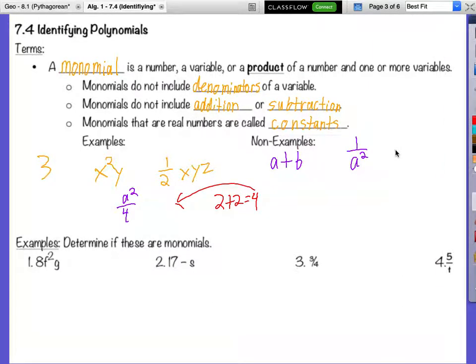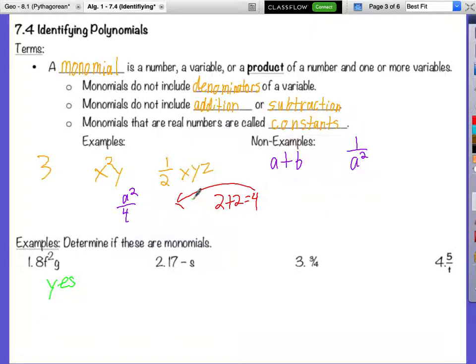So this first one, 8f squared g. Do we think that's monomial? Yes. It doesn't break any of our rules. It does not include addition or subtraction. There's no variables in the denominator. So yeah, I would say it's monomial. Okay, it's okay for us to have more than one variable. It's okay for them all to be multiplied together. That's fine by us.